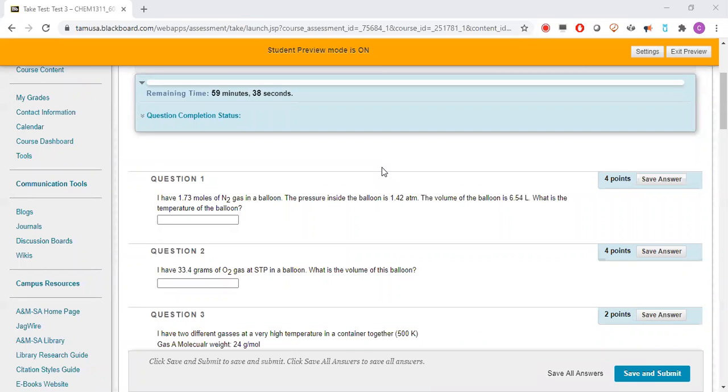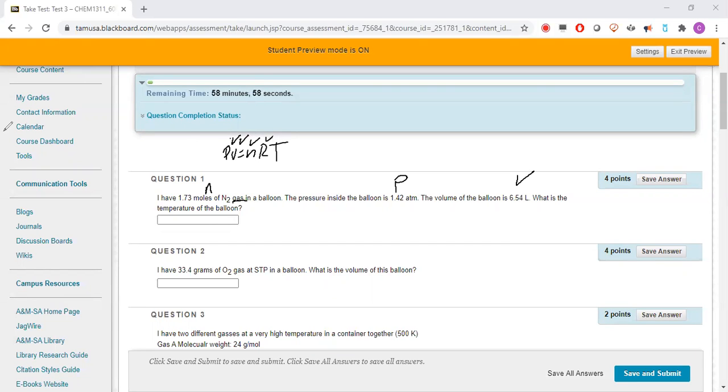All right, in this video, we are going to look over how to do test 3. So first problem, 1.73 moles of N2 gas. So that is n. Remember, every time you see gas, your first thought should be PV equals nRT. So the pressure is 1.42 atmospheres. The volume is 6.54 liters. What is temperature?